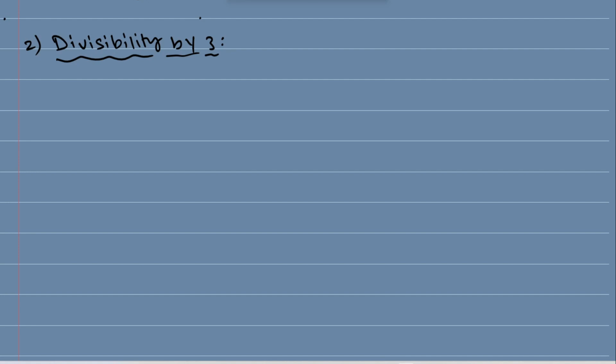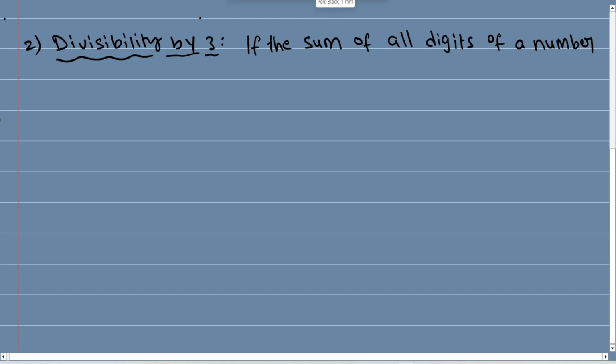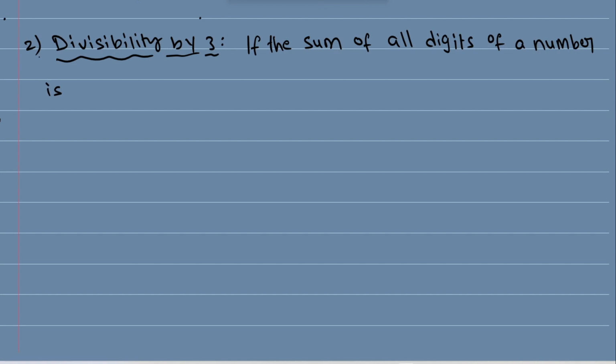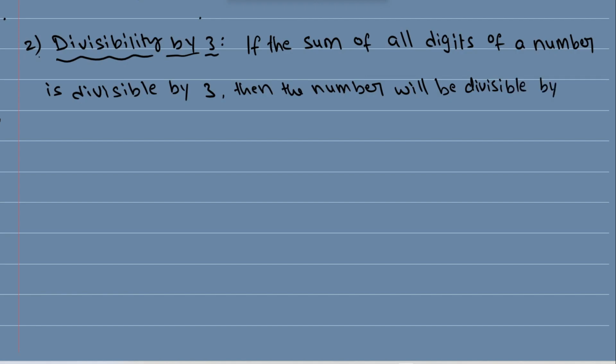If the sum of all digits of a number is divisible by 3, then the number will be divisible by 3.